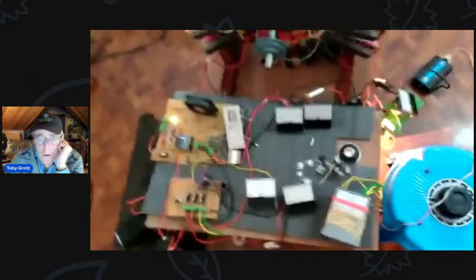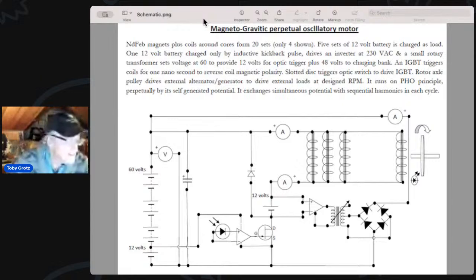Okay, here's the device. And he called that his magnetogravitic perpetual oscillatory motor. So he had neodymium magnets plus coils around cores to form 20 sets. Now in the schematic, only 4 are shown for simplicity, but in the MP4 video I just showed you, you saw the series of coils shown right here around the periphery. So those sets of coils are charged from a 12-volt battery.